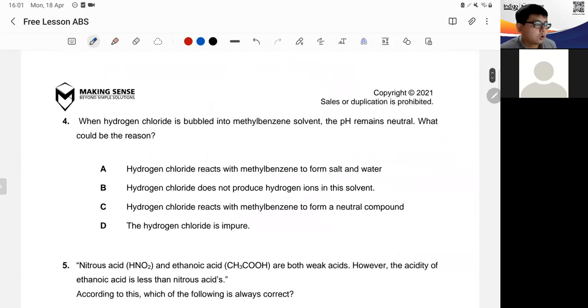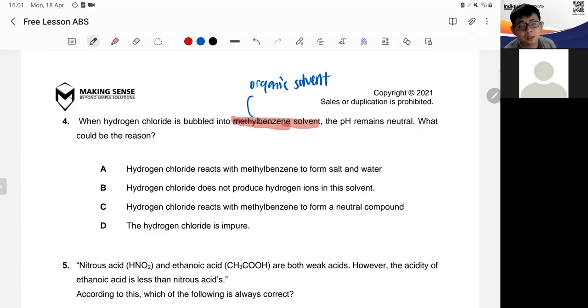Question 4. When hydrogen chloride is bubbled into methylbenzene solvent, the pH is neutral. What could be the reason? Maybe you realize that methylbenzene is actually an organic solvent. So let me write it here. This is an organic solvent.